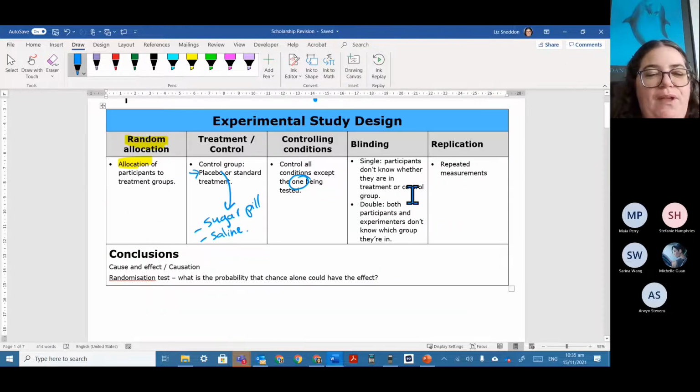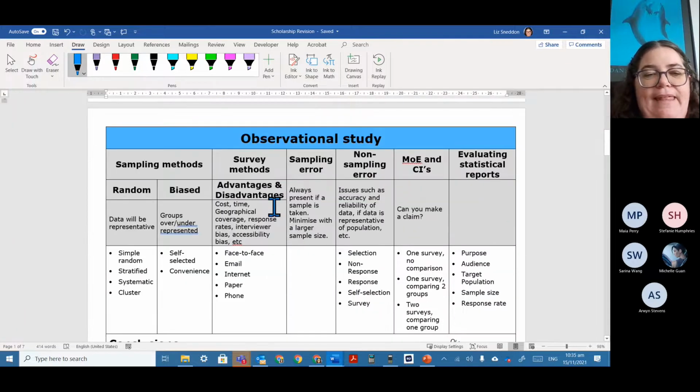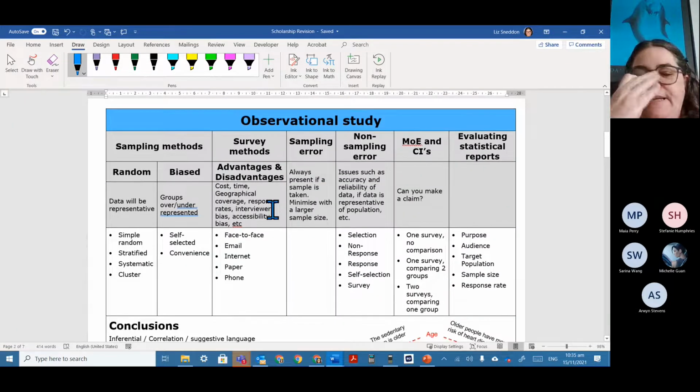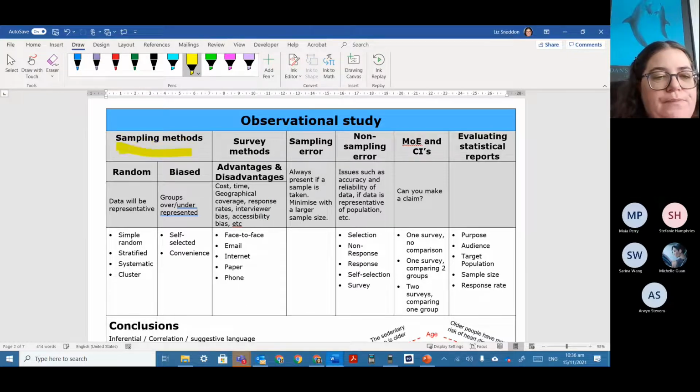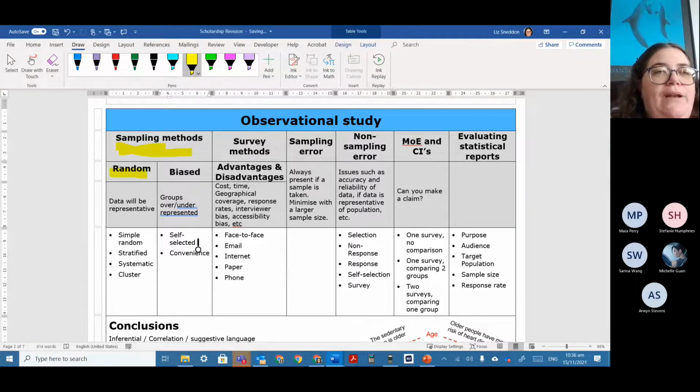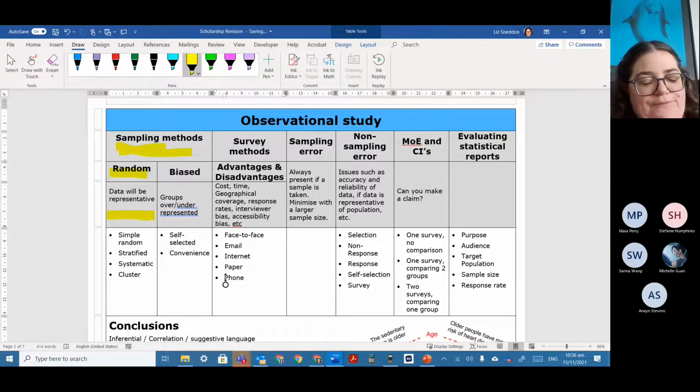Cool. All right. So that's our experimental study design stuff. Then we have lots of stuff about observational studies. Most data that we get is observational. What we want to think about, first of all, is how the data was sampled. We can have either random or biased methods. Random methods are good. We like random methods. And the key word there is that the data is going to be representative.